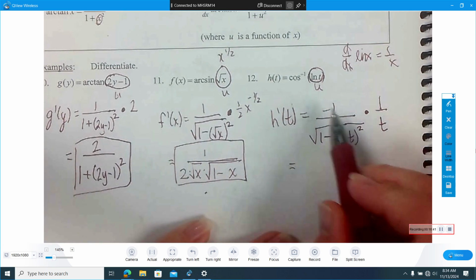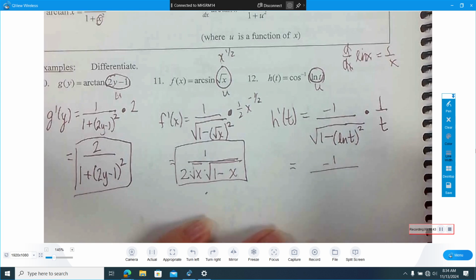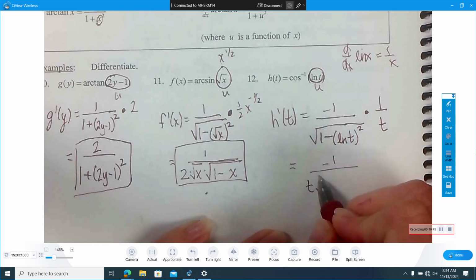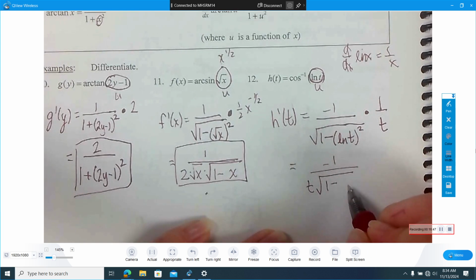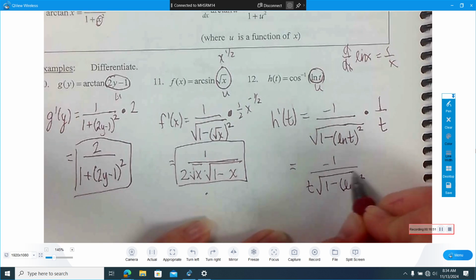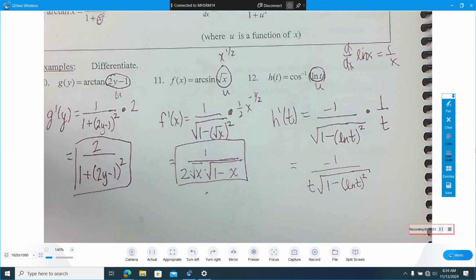So again, a little bit of cleanup. I have a negative 1 in the numerator and a t in the denominator, the square root of 1 minus, and I would just leave it written like this, natural log of t quantity squared. Make sure that your radical extends far enough. That is very important, that you have a little tail on your radical that says, stop here, okay?